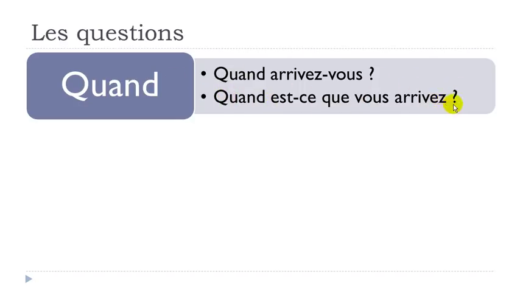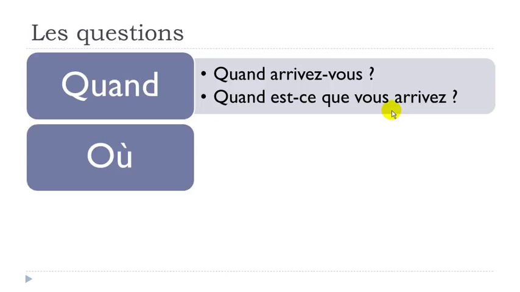Quand est-ce que vous arrivez? Here you see that because you've been using this est-ce form, you keep the normal order: first the subject, vous, and then the verb. Quand est-ce que vous arrivez? All right, and don't be afraid to raise your voice a little bit at the end. Quand est-ce que vous arrivez? You see? It's not really the opera. You don't need to go really high, it's just a little bit. Quand est-ce que vous arrivez?